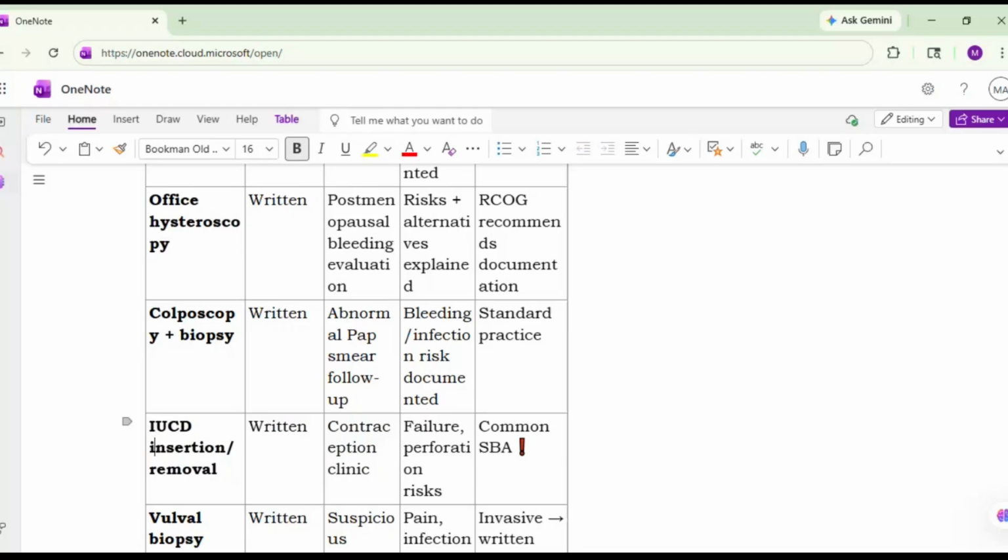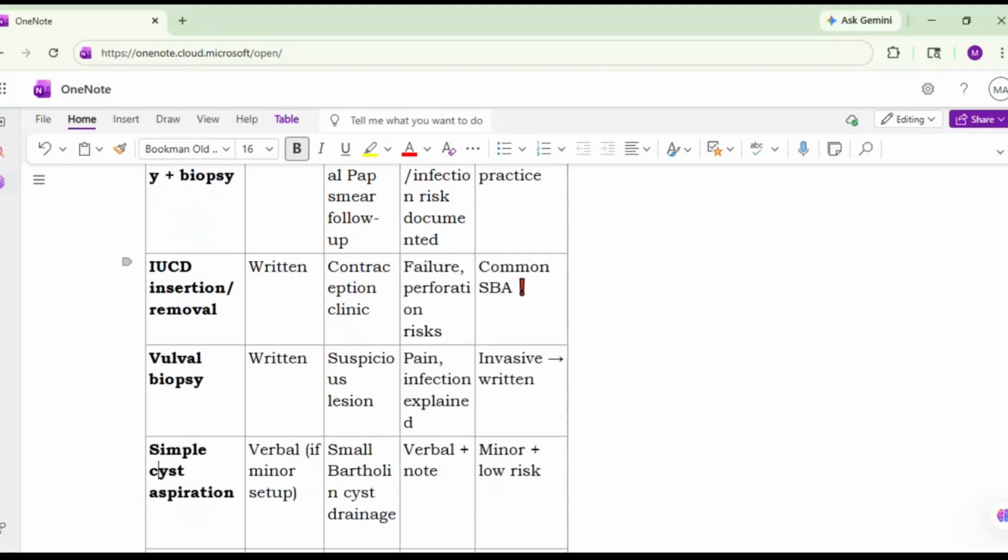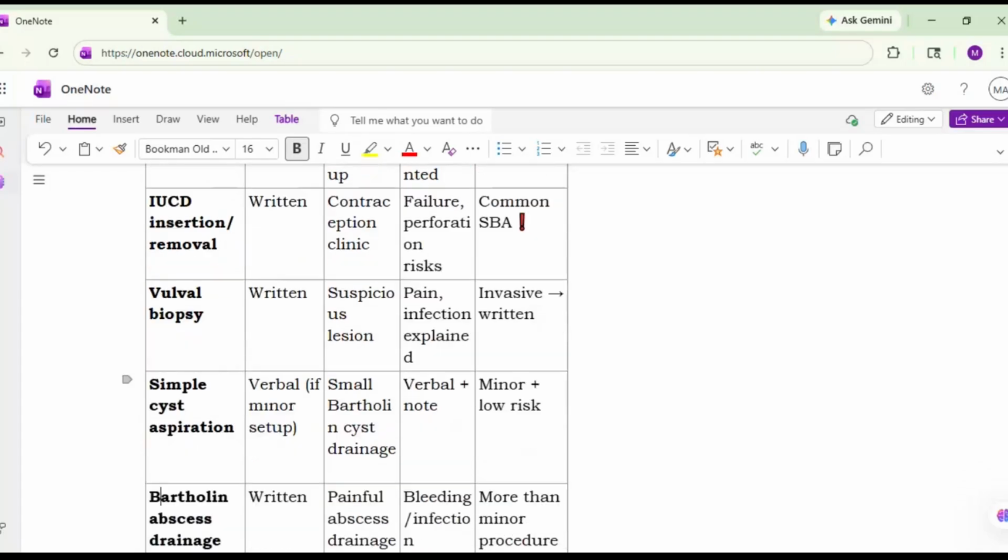For IUCD removal and insertion, again it is a written consent. It will be done in the contraception clinic. Failure or perforation risk should be explained. Vulval biopsy, again written consent because it is an invasive procedure, and a suspicious lesion will be the indication. Pain and infection should be explained.